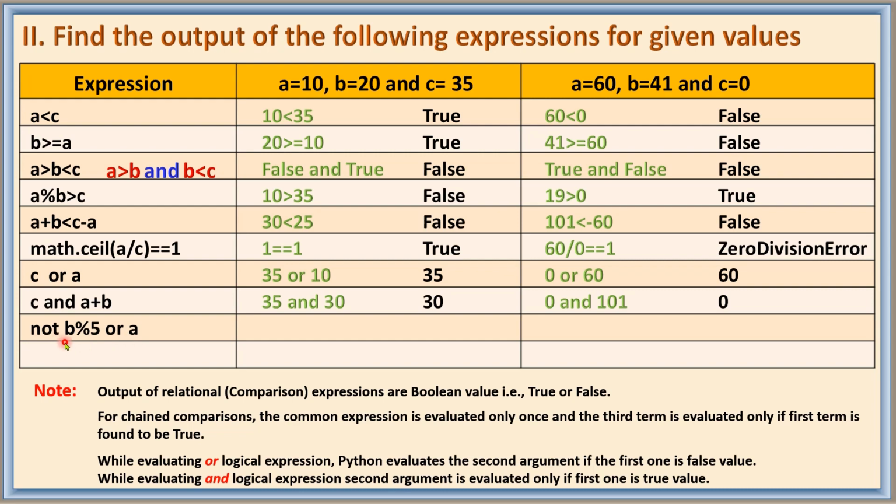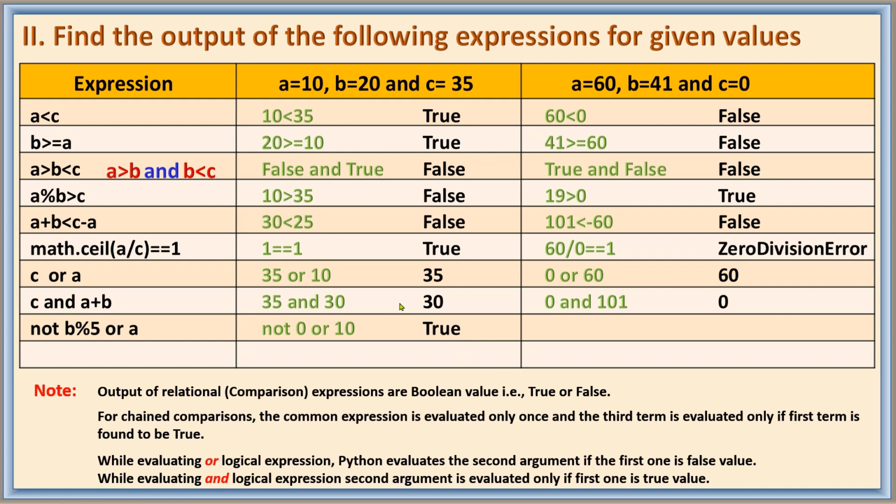Next we have not b modulus 5 or a. In this expression you can see three different types of operators, where the modulus operator has the higher precedence, and then not, and then or. So b modulus 5, that is 20 modulus 5. It will return the remainder. 20 divided by 5, nothing remains as remainder. So not 0 or a's value 10. 0 is a false value, right? So not of a false value is true. True or 10, so it will return true.